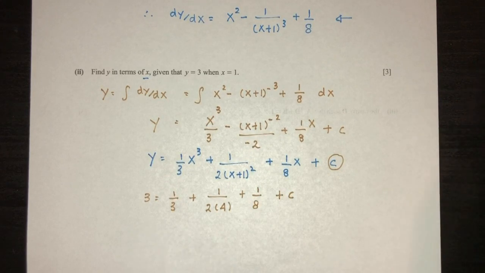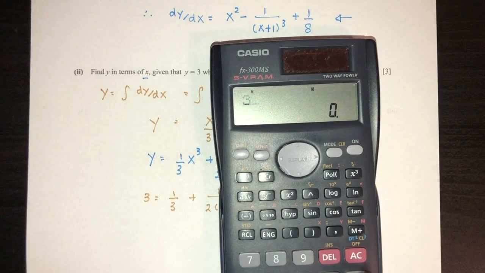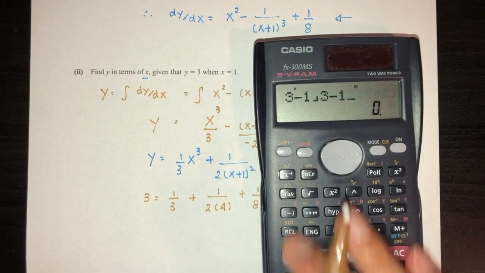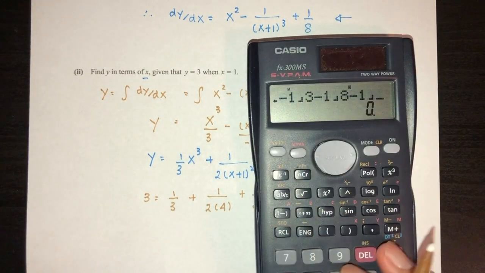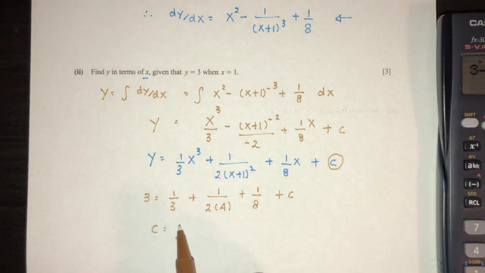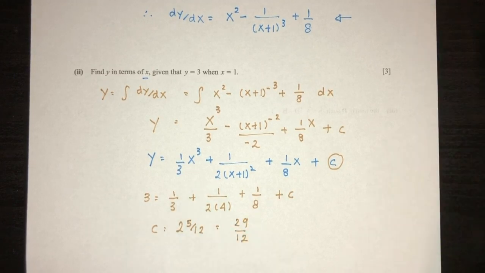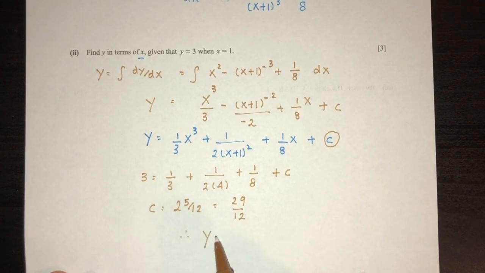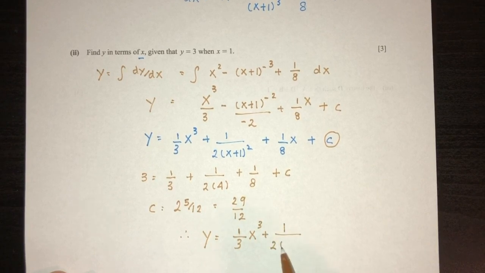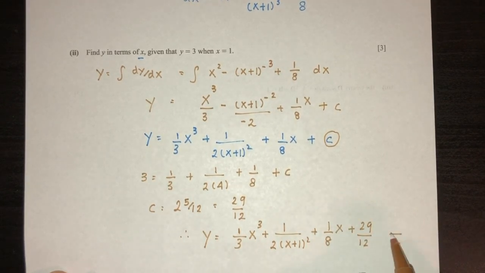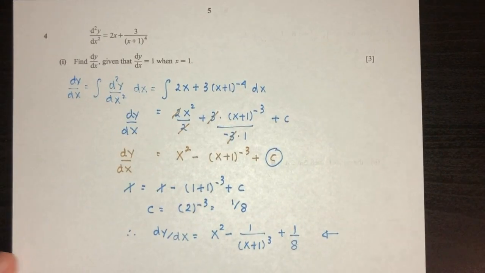So simplify. So we have to send everything over here. So 3 minus 1 over 3 minus 1 over 8 minus 1 over 8. That should give you the value of c will be 2 5 over 12 if you want to simplify. 2 times 12 is 24 plus 5 is 29 over 12. So finally, your y is equal to 1 over 3 x cubed plus 1 over 2(x plus 1) squared plus 1 over 8 x plus 29 over 12. That is your value for your question number 4.